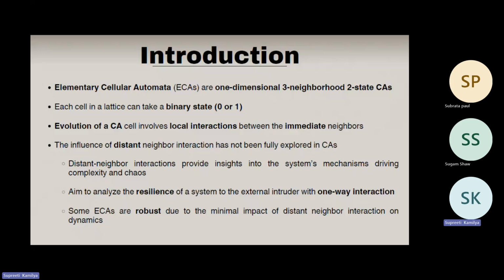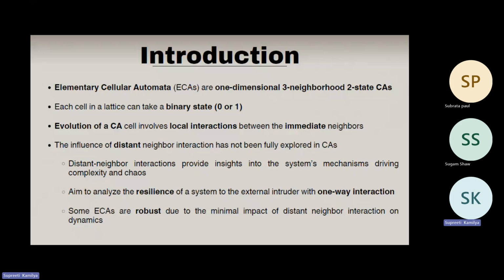So to take this to the next step, we have tried to find what the role of a distant neighbor would be in the case of a CA. The influence of distant neighbor interaction till now has not been fully explored in the case of cellular automata. The additional neighbor can be considered as an external influence that alters the behavior of a system. Going forward, the resilience of a system to this external intruder under minimal conditions can be explored further.